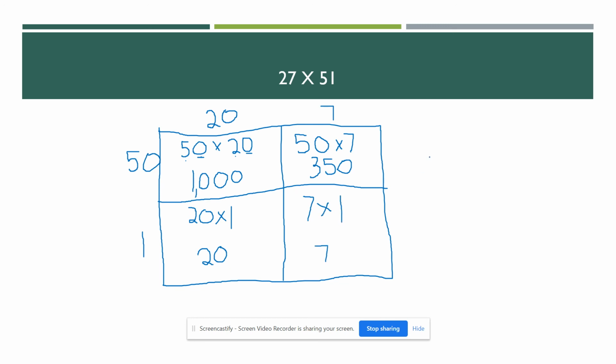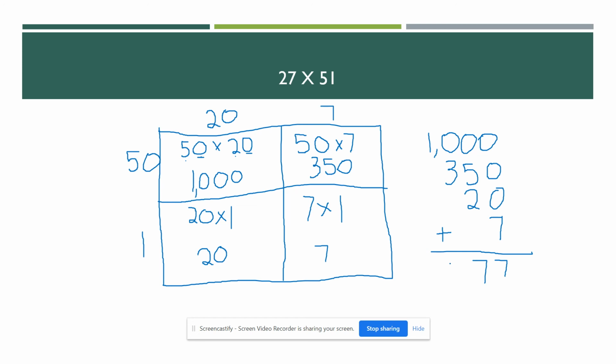Once again, we line the numbers up from greatest to least and add. 1,000 plus 350 plus 20 plus 7. I add them up. We have a 7 here, a 7 here, and a 3 and a 1. My answer, 1,377. I hope that this information is helpful as your 4th grader is beginning their journey with multiplying greater numbers.